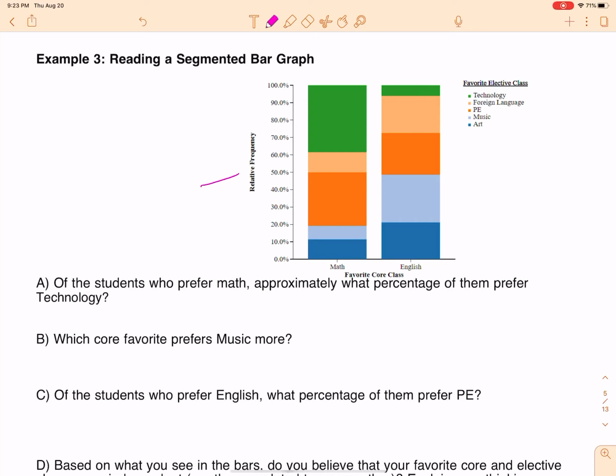So we've got relative frequency over here. That means we have percentages. And then we've got as a favorite core class either math or English. So we have people who fall into one of two categories. We've got people who love math, that's their favorite thing because they're really smart. And then we've got the English group here.